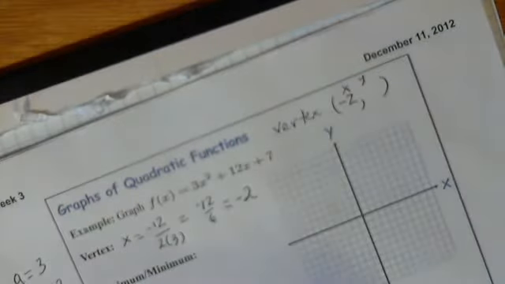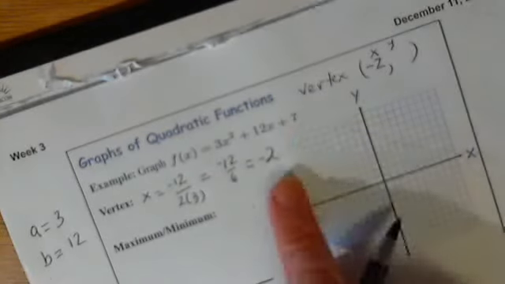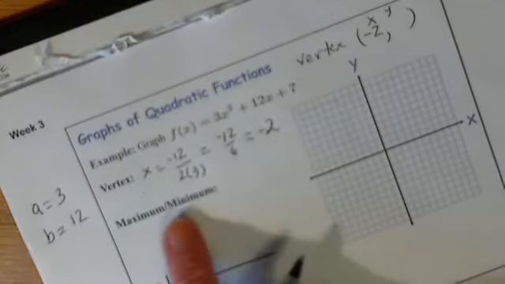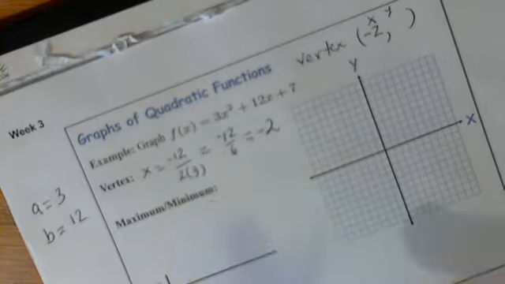So if we look at our notes on the previous page, it says that we need to plug this negative 2 back into the function to find the y value. And that y value is going to be what we call the minimum or the maximum, the highest point on the parabola or the lowest point. So we're going to find f of negative 2.